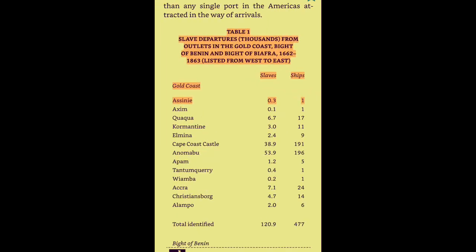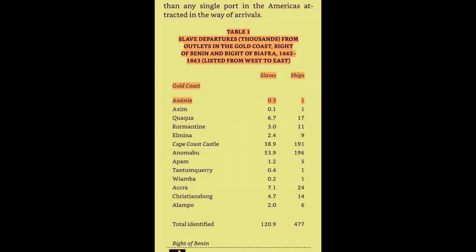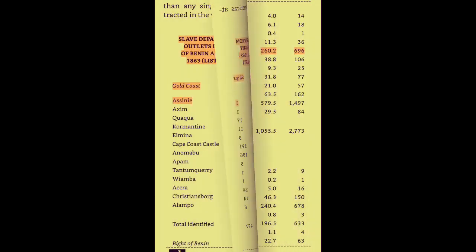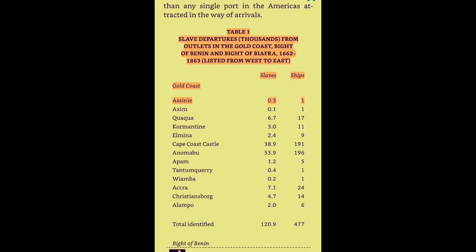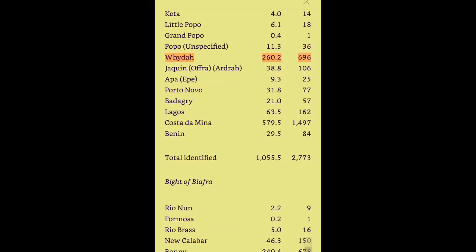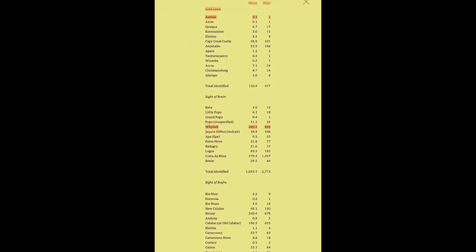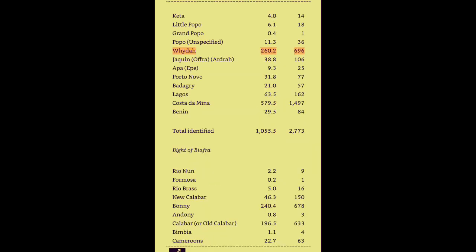Right here you'll see the total number of slave departures in the thousands from outlets in the Gold Coast, Bight of Benin, and Bight of Biafra, 1662 to 1863, listed from west to east. So we're going to scoot over here. See, I have Whydah. See how it says 260,000 there.